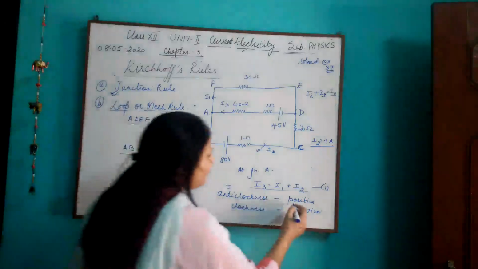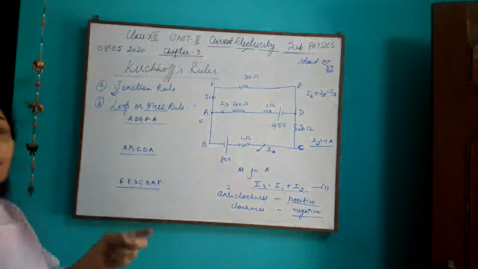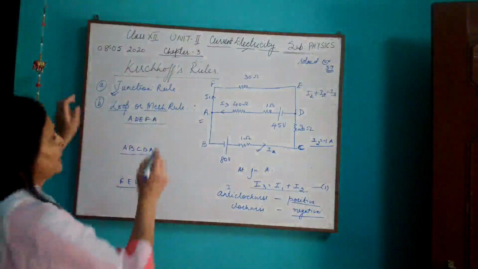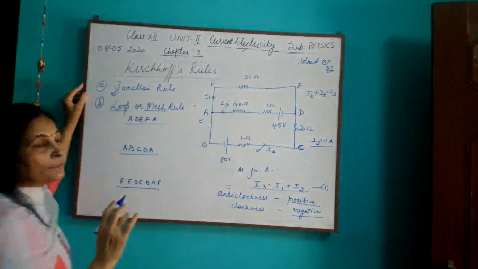So what are we going to take? We are going to take anti-clockwise as positive. Now how will you make the equation? See, we'll identify the various resistors first.